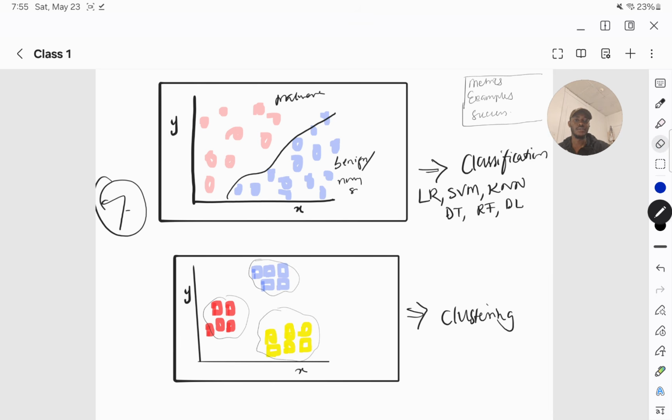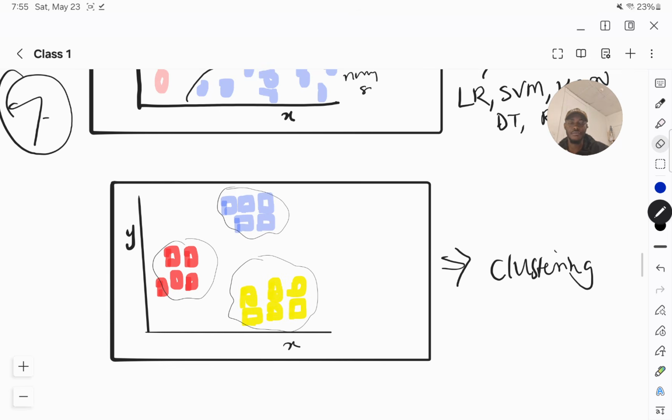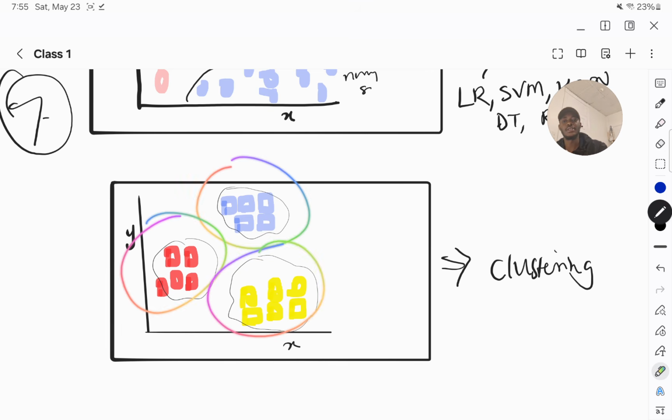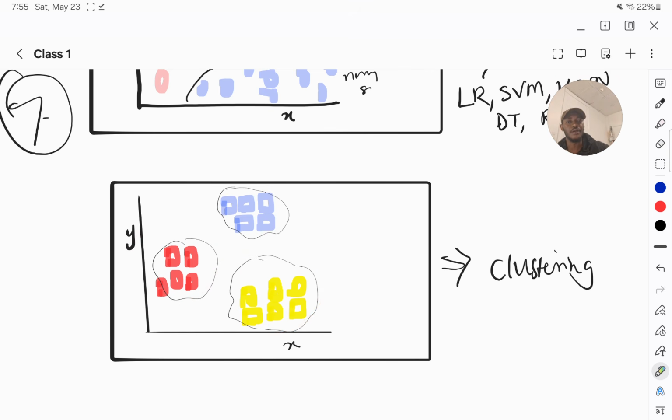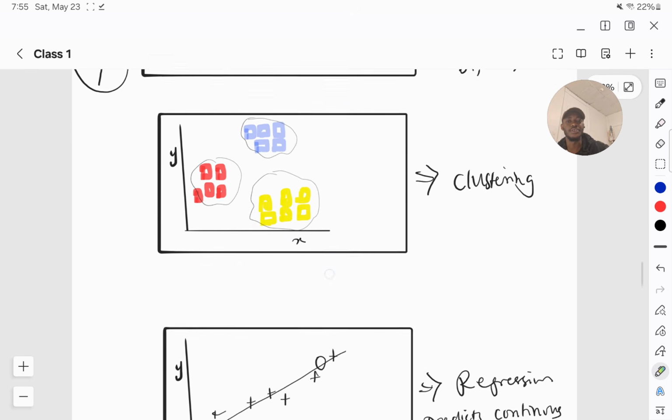So we have clustering. Clustering is also another machine learning technique that distinguishes itself from two or more classes. So here we see that the clustering algorithm separates within three classes, and we use another clustering algorithm to distinguish between each class.